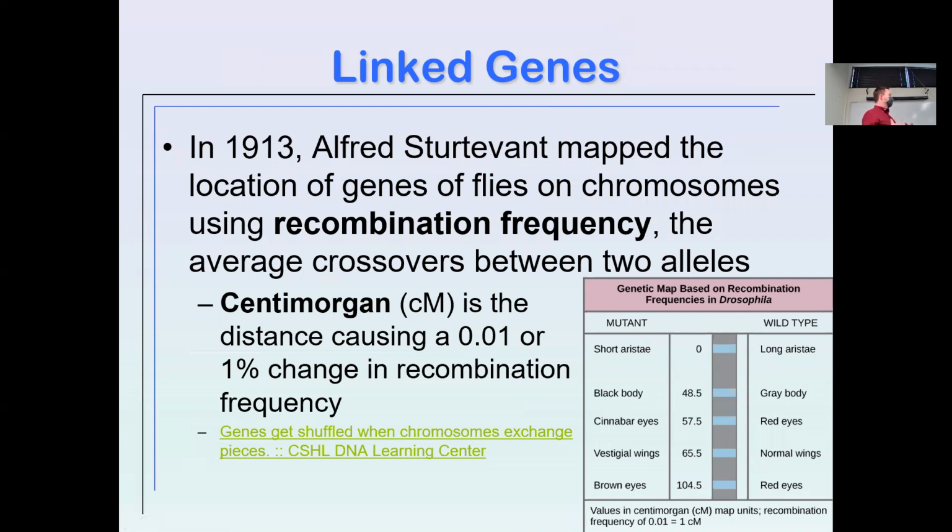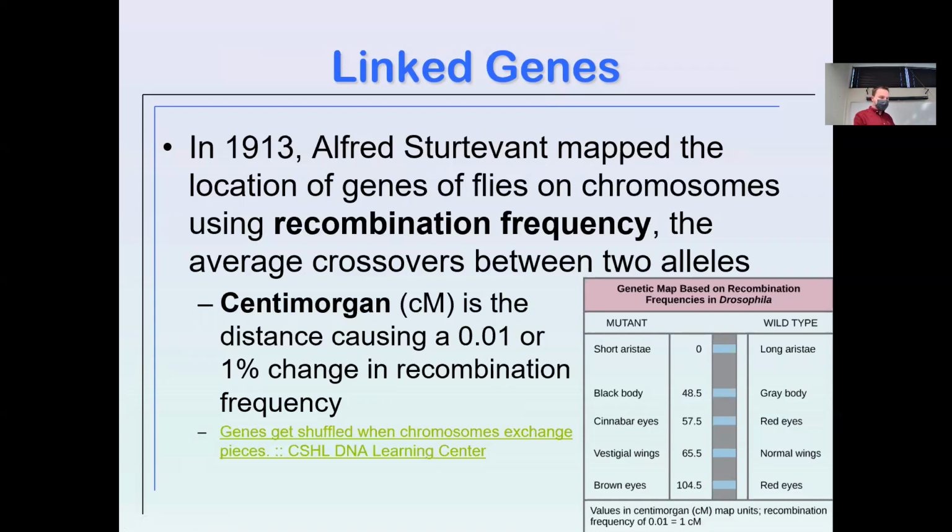So what he's trying to say is it's more likely that the body color and the wing size are going to be inherited together as opposed to body color and eye color, because that's more than 50 centimorgans between each other. That's a 0.5. That's more than 0.5. They're almost guaranteed to be unlinked.